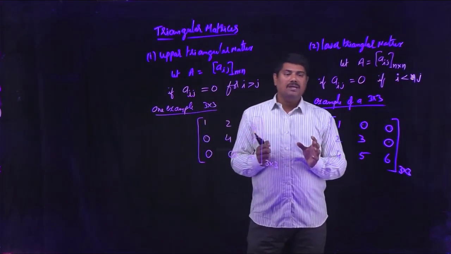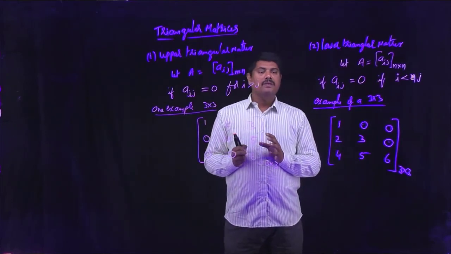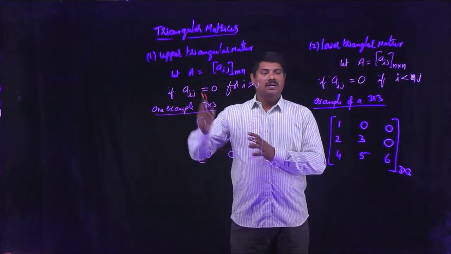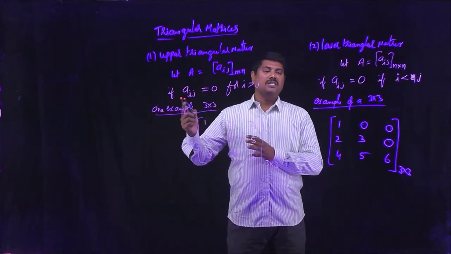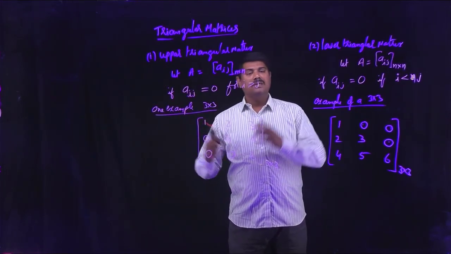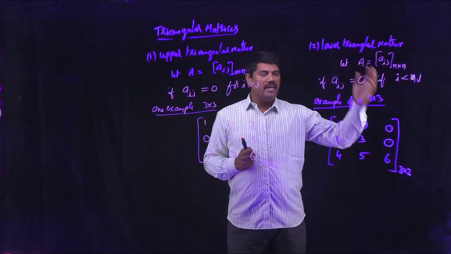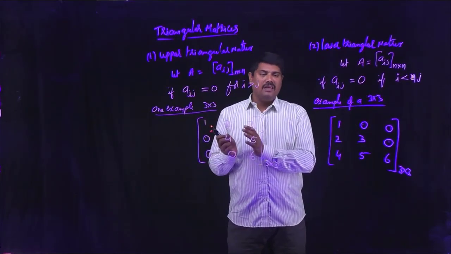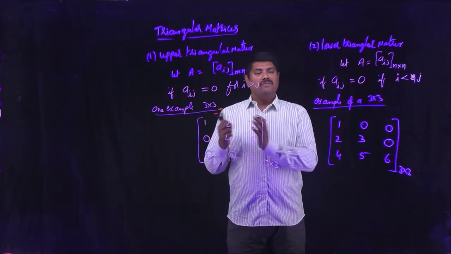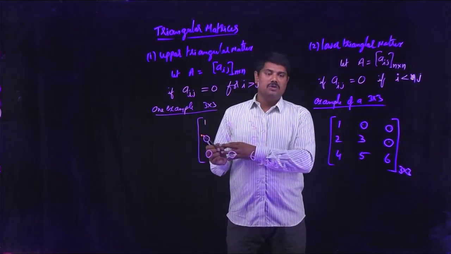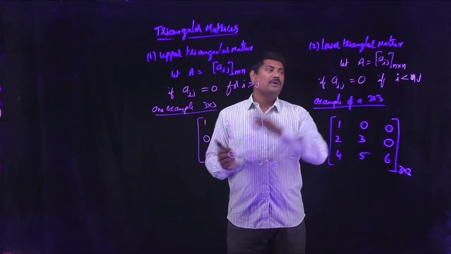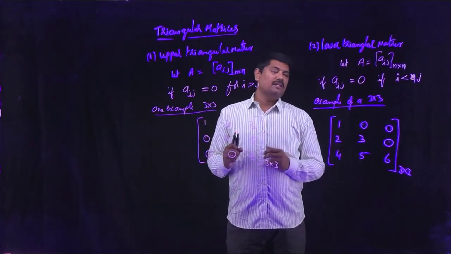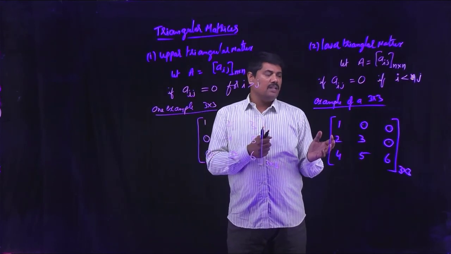So to remember the definitions, the elements have to be 0 for i greater than j. Such matrix is said to be an upper triangular matrix. Aij is equal to 0 for i less than j. Here the classification is between i greater than j and i less than j. For i greater than j, if the elements are zeros, that is said to be upper triangular. For i less than j, if the elements are 0, such matrix is called a lower triangular matrix.